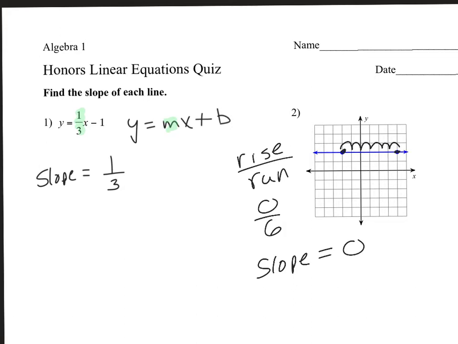Or you might just know that whenever you have a flat, horizontal line like that, the slope is 0. Either way, whether you did the rise over run or you just knew, the slope is 0 for that one.